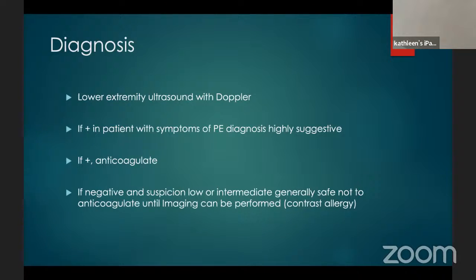Lower extremity ultrasound with Doppler, if positive in patients with symptoms of PE, is highly suggestive of the diagnosis of pulmonary embolism. So it's useful if there's a delay in imaging. If the Doppler is positive, you just go ahead and anticoagulate anyway. And if negative and the suspicion is low or intermediate, it's generally safe not to anticoagulate immediately until imaging can be performed, i.e. if there is a contrast allergy or if it's a matter of testing location and capability. Next slide.